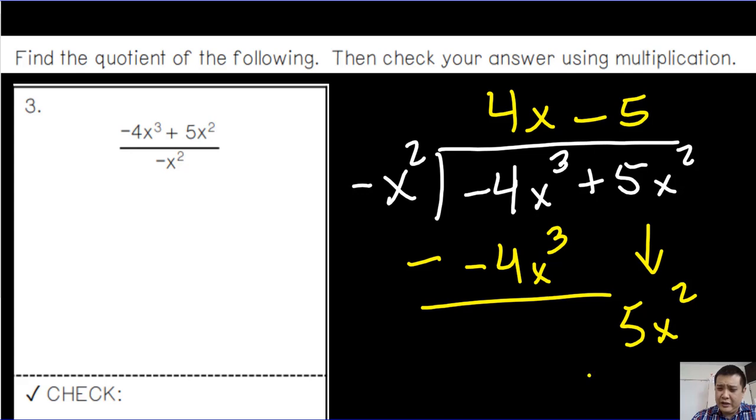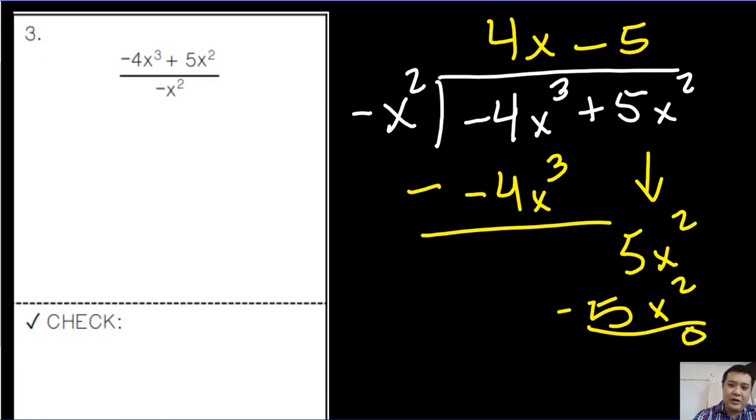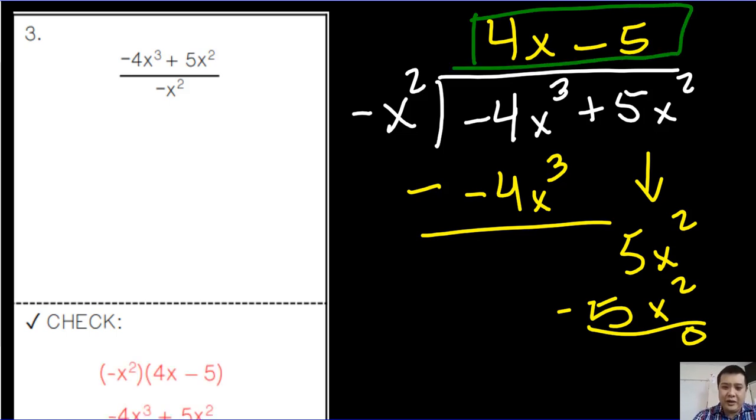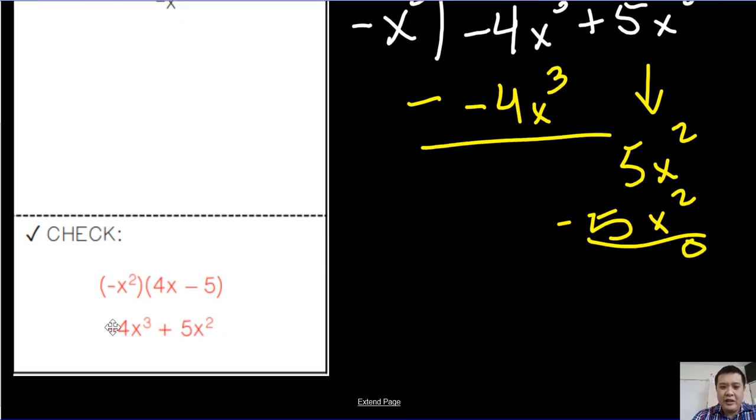So it's going to be 5x squared. Subtract those two, we get a remainder of 0. So therefore, our answer is 4x minus 5. And 4x minus 5 times negative x squared should get us negative 4x cubed plus 5x squared back again.